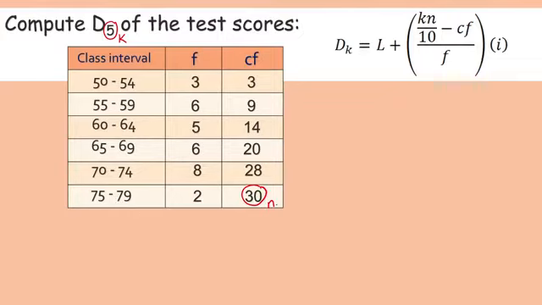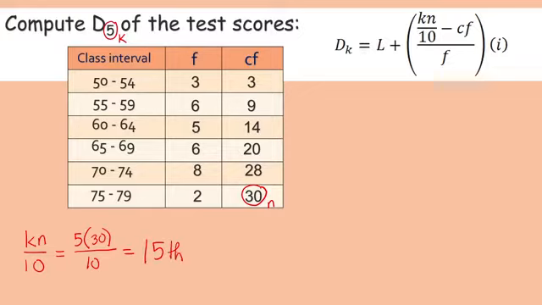It's equal to 30. So let's make use of Kn over 10. So Kn divided by 10. So what is the value of K? That's 5 times 30 divided by 10. So 5 times 30 divided by 10 is how much? 15. Okay. Let's have the 15th position.